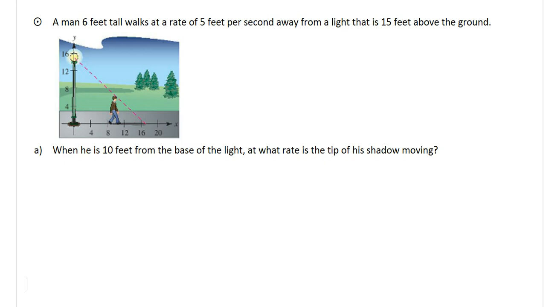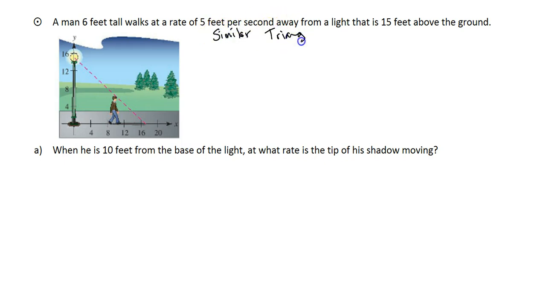Now another type of situation that you might see in a related rate problem is something similar to this. So this says a man 6 feet tall walks at a rate of 5 feet per second away from a light that is 15 feet above the ground. And they show you the picture here. And when you look at this picture, you automatically see the right triangle. So the Pythagorean theorem probably jumps out at you. But that's actually not going to help you with this problem in particular. What actually is going on here is that we've set up a similar triangle situation.